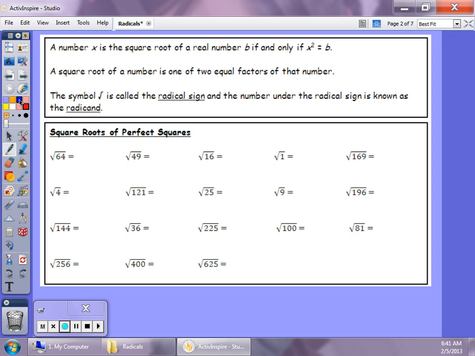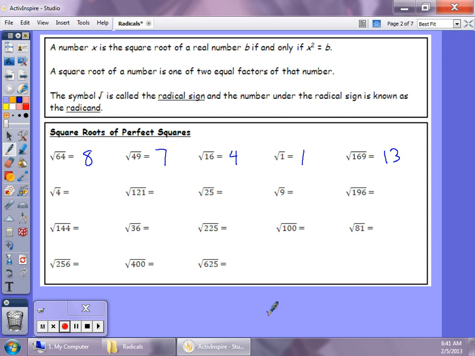From previous knowledge, we know that a square root is a number times itself, and we're looking for our perfect squares. So the square root of 64 is 8, because 8 times 8 is 64. Square root of 49 is 7, so 7 times 7 is 49. The next one, square root of 16 is 4, because 4 times 4 is 16. The square root of 1 is 1, since 1 times 1 is 1. And the square root of 169 is 13, since 13 times 13 is 169.